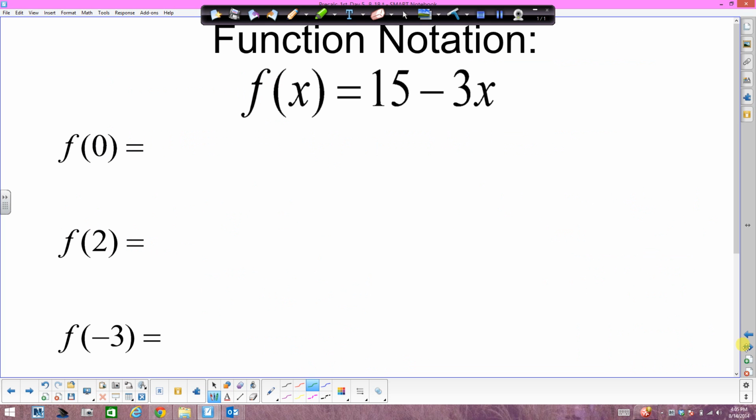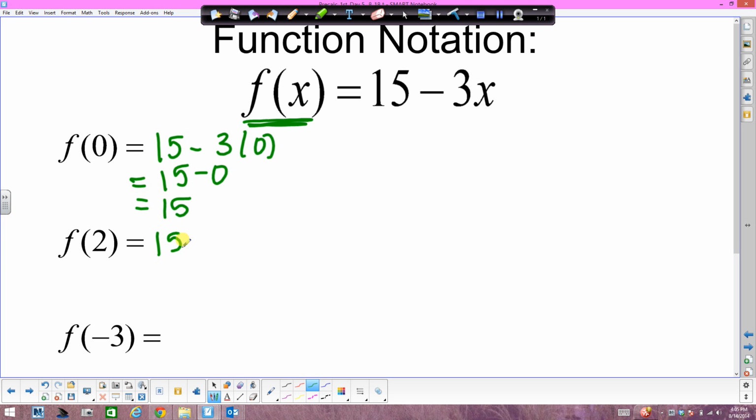All right, function notation. You should remember function notation is where we use f of x, you can use g of x, you can use g of y, you can use any letters using that notation. So if I have f of x equals 15 minus 3x and I want to know f of 0, that means I take 0 and substitute it in for x. So that would be the same thing as 15 minus 3 times 0, which would be 15 minus 0, which is just 15. So if I want f of 2, I do the same thing with 2.